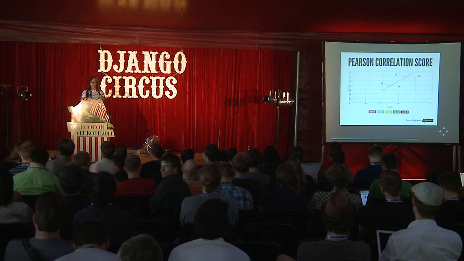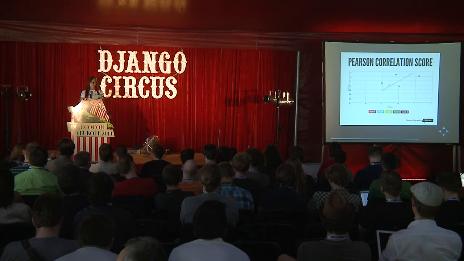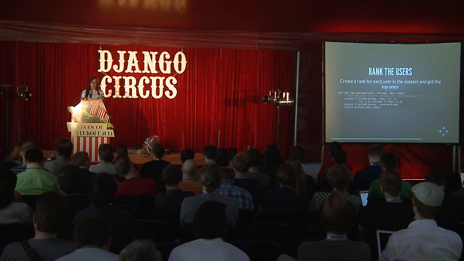Pearson correlation score is about finding how the users are placed on a straight line. I won't go into any further details. So probably if you want to create a recommendation system, you would have to do research in that field also.